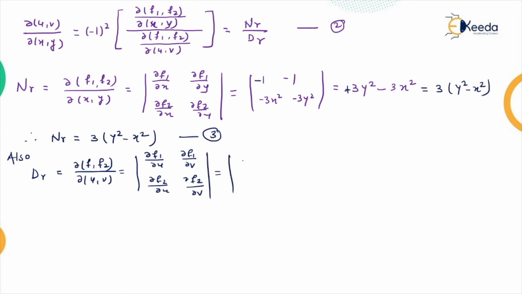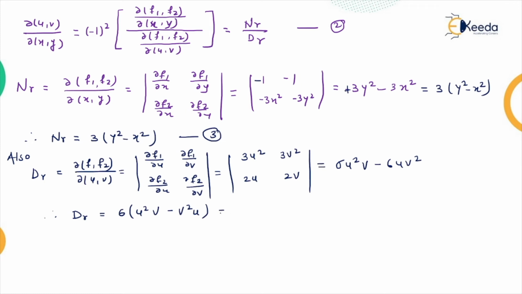So what are the values of this numerator and denominator? Denominator values you have to put in here. ∂f1/∂u is 3u square. Next it is 3v square. Next it is 2u and it is 2v. I hope you understand this. So this is equal to 6u square v minus 6uv square. Therefore the denominator becomes 6(u square v minus v square u).